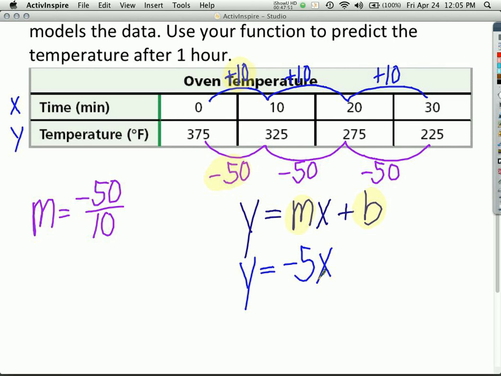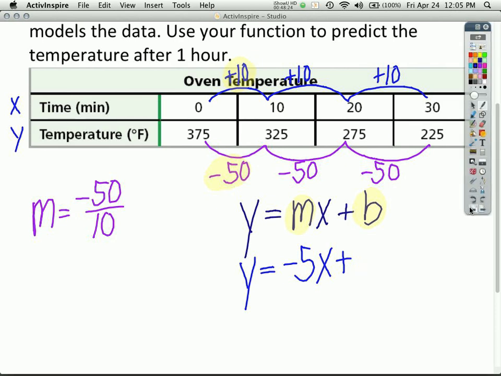So I know I put you on the spot. So y equals negative 5x plus b. We got to find b. B is the y-intercept. Anyone have any idea how we could find it? Aaron? 375. Is it? All right. Well, the y-intercept is the value of y when x is 0. Is that the value of y when x is 0? Yeah, it is. So we know that it's plus 375.